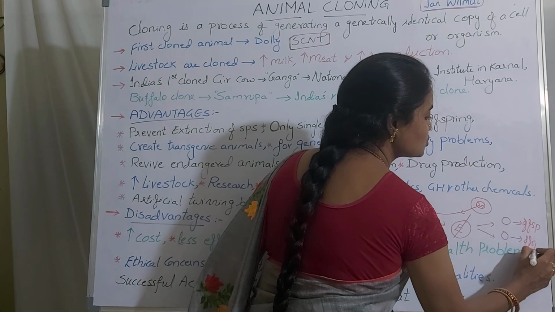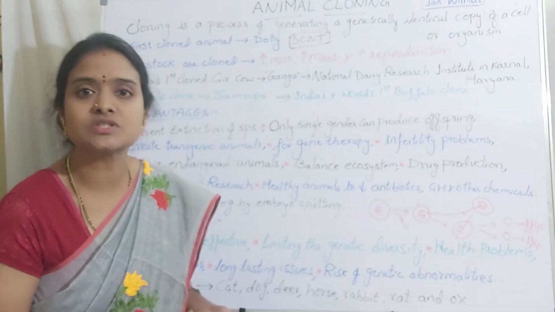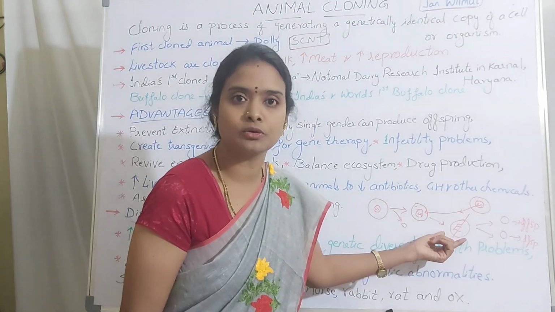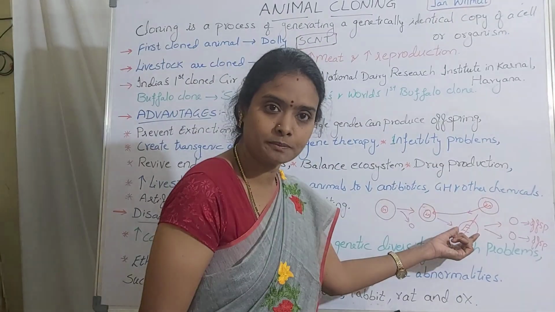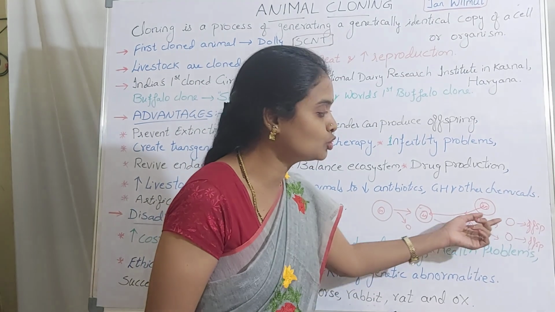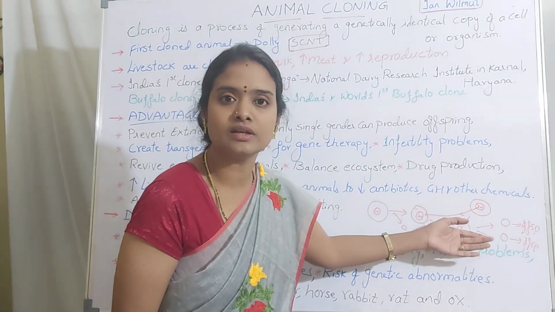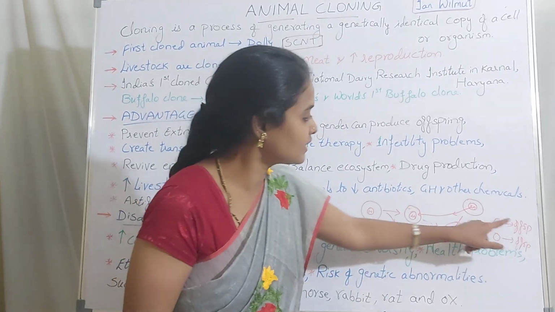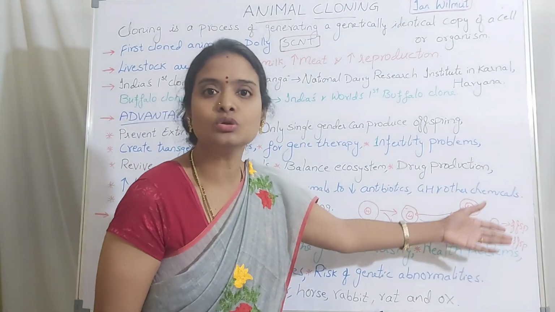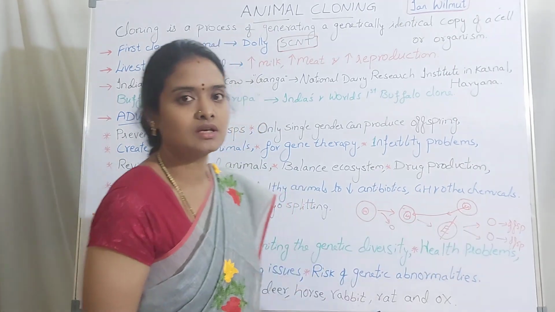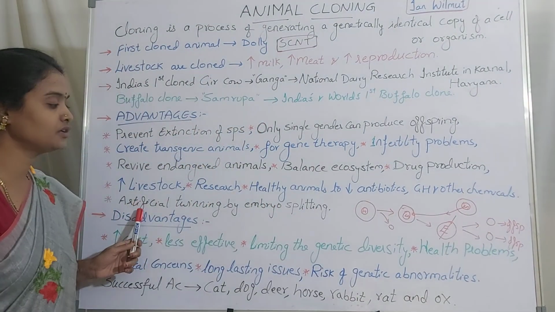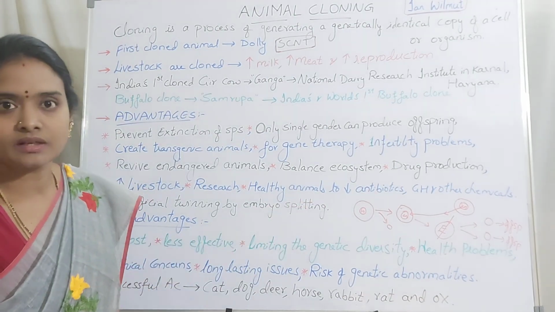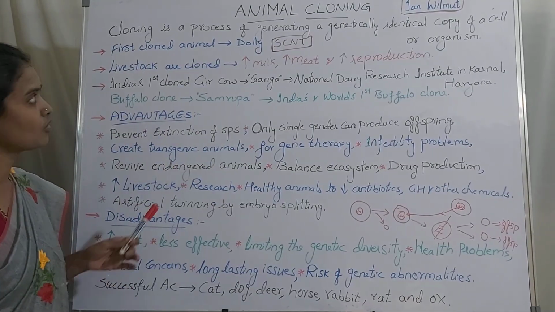So now these two will have the same genetic makeup because they are developed from the single embryo. This is the embryo splitting process, where the embryo is split into two and allowed to develop into individual embryos, but their genetic makeup is the same. As a result, they will produce two animals, that is twins. Hence it is referred to as artificial twinning by embryo splitting process, right? So these are the advantages of animal cloning.